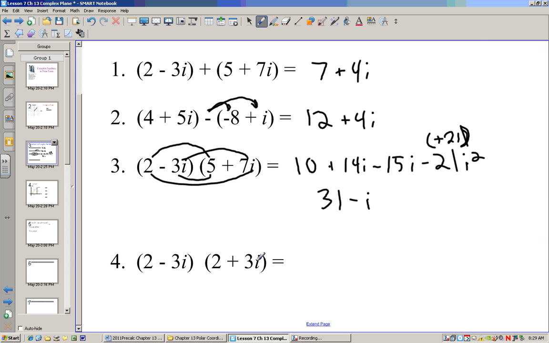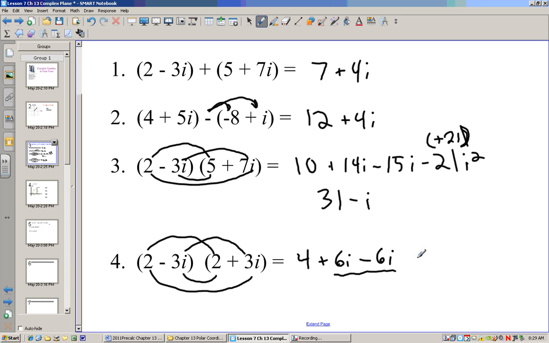Now if we multiply these together, these are called conjugates because one is positive and one is negative. The first will be 4. The outsides will be 6i. The insides will be minus 6i. So those will just cancel out. And then the last one will be negative 9i squared. The i squared turns that to a positive. 4 plus 9 is 13.